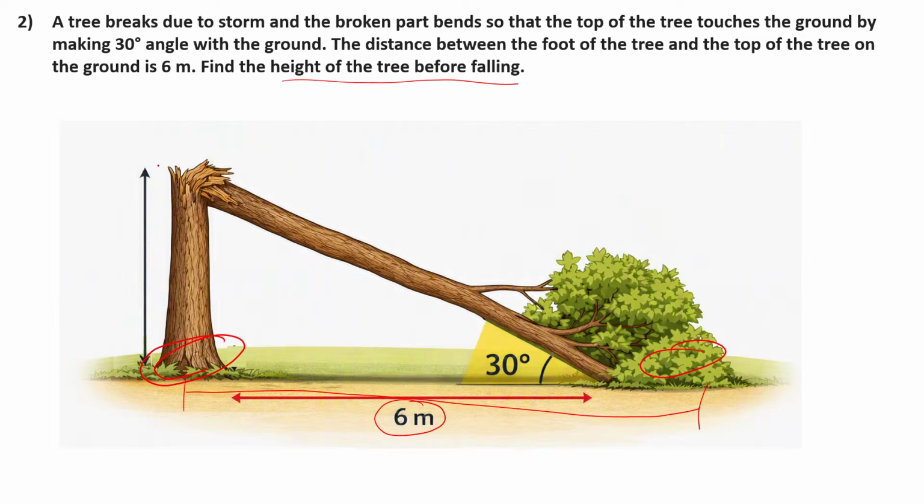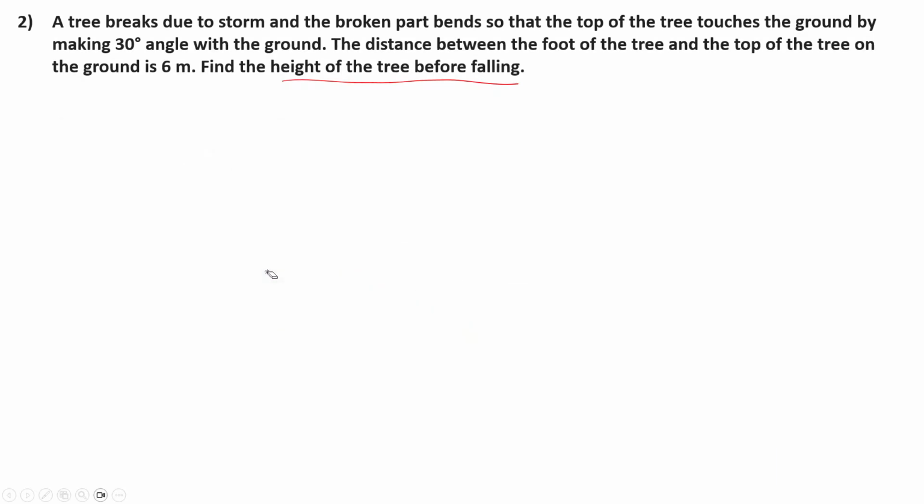That means here we need to find this height and the length of this broken part also. Individually, we need to find these two sides and then add them to get the total height of the tree before falling down due to the storm. Now, if you see it very clearly, this is forming a right angled triangle, right? So, to represent this, we will take an imaginary right angled triangle as shown on the screen.